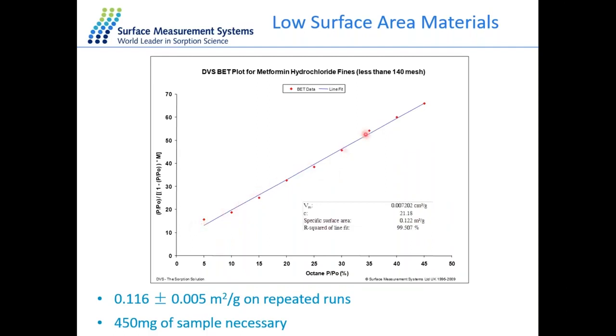And you can see here is a BET fit. We get a BET surface area of 0.1 meters squared per gram. And after several runs, we get around 0.116 plus or minus 0.005 meters squared per gram. This is using about 450 milligrams of sample. It does have a very low surface area, so we do need a little bit more than is in a typical DVS experiment. But you can see with less than half a gram of sample, at atmospheric conditions, we can get the BET surface area for these highly crystalline pharmaceutical materials.